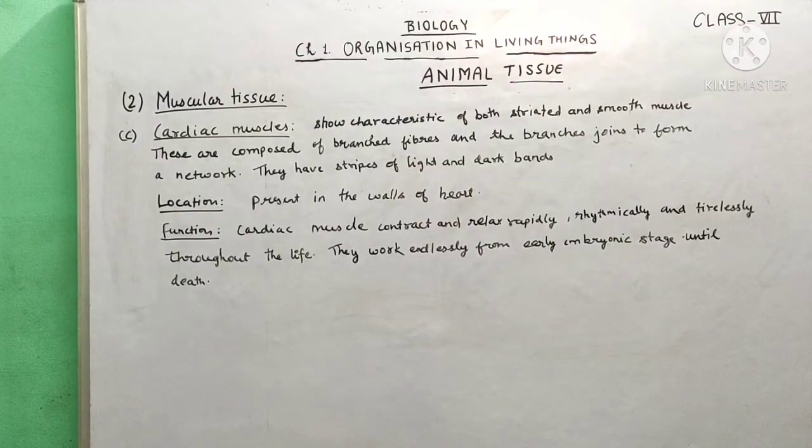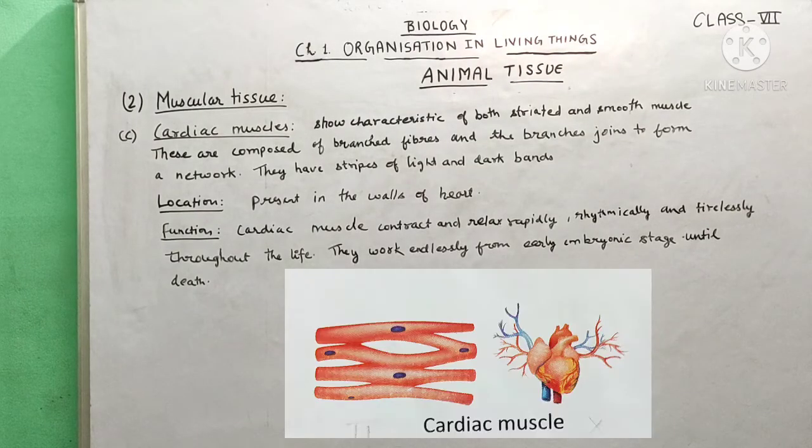The third type of muscle in the muscular tissue is cardiac muscle. Talking about the character of the cardiac muscle, this muscle shows the character of both striated muscle and smooth muscle. These are composed of branched fibers and the branches join to form a network. You can look at the diagram. They have strips of light and dark bands. It is present inside the wall of the heart.